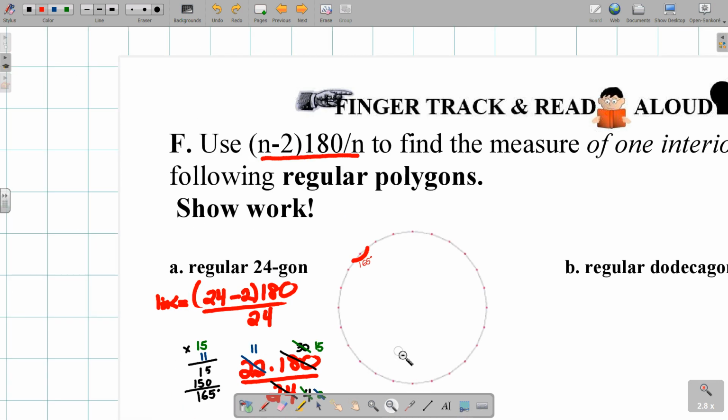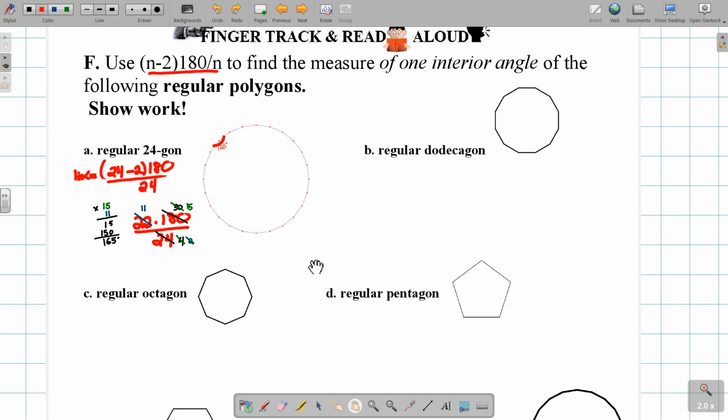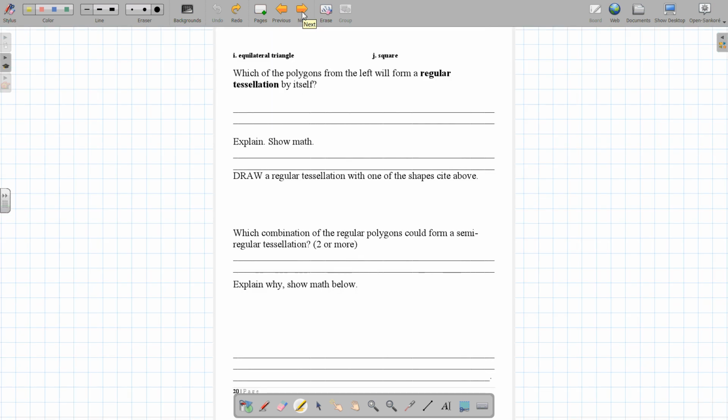Finish this entire page. Find a single interior angle, and they're all regular, which means all the angles are the same. Pause the video, finish the page. Once you have these angle measures, now you're going to answer questions about tessellations. That is from lesson 6.8. So if you need to, get lesson 6.8 out and answer the questions below. Keep in mind, there's going to be some mathematical computations you need to justify your answers to these questions. Pause the video, finish this page.